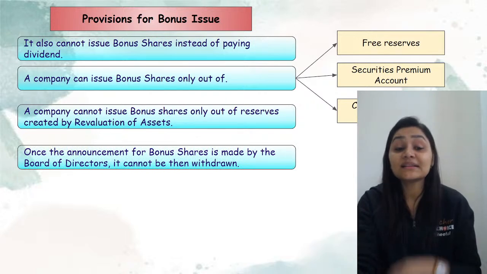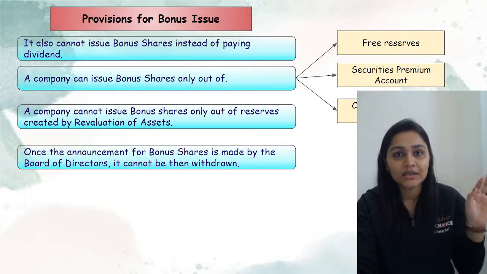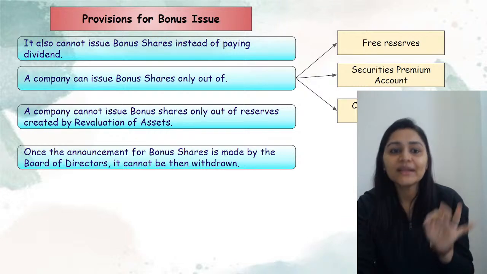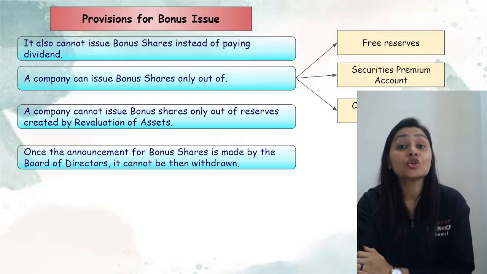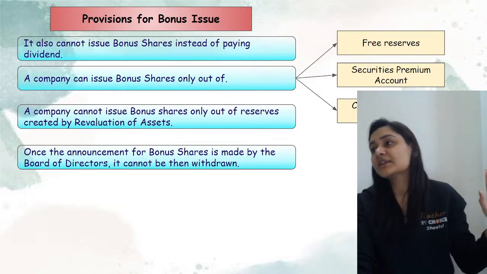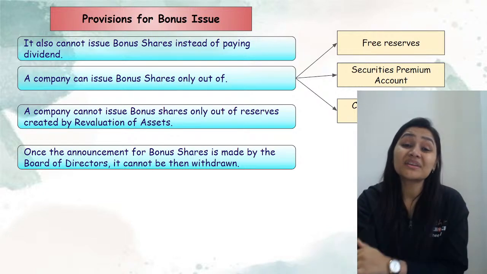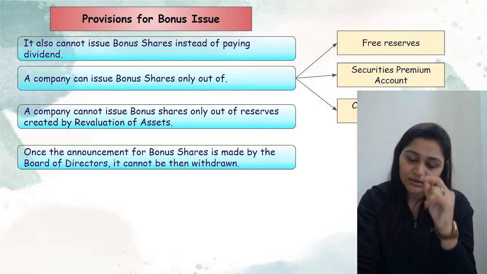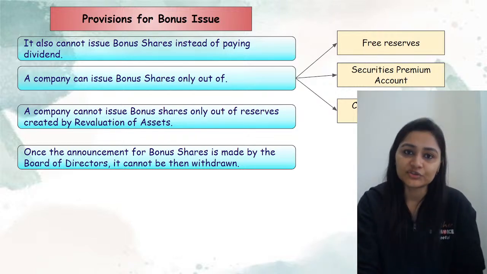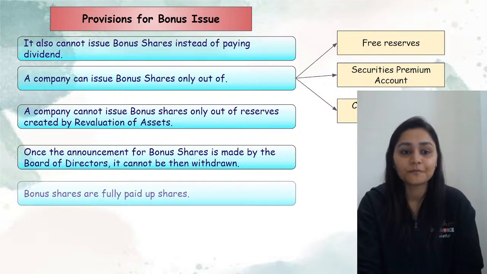Next provision says that once the board of directors have announced that we are issuing a bonus issue, then they cannot deny it, they cannot say that we had spoken about it but we are sorry, we cannot do that now. No. Once declared, you cannot withdraw the decision. You will compulsorily have to issue the bonus issue.